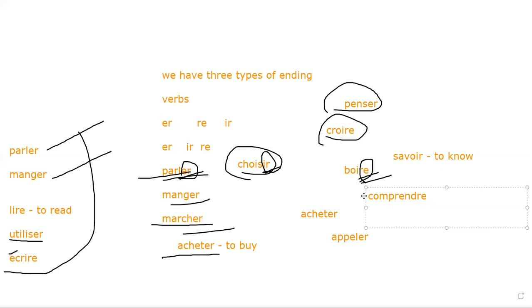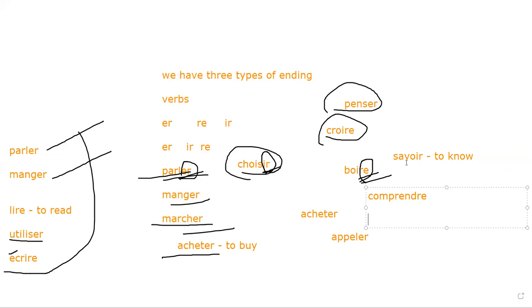So let's read aloud two, three times and four times. Parler is to speak. Manger is to eat. Lire is to read. Utiliser is to utilize. Écrire is to write. Penser is to think. Croire is to believe. Savoir is to know.